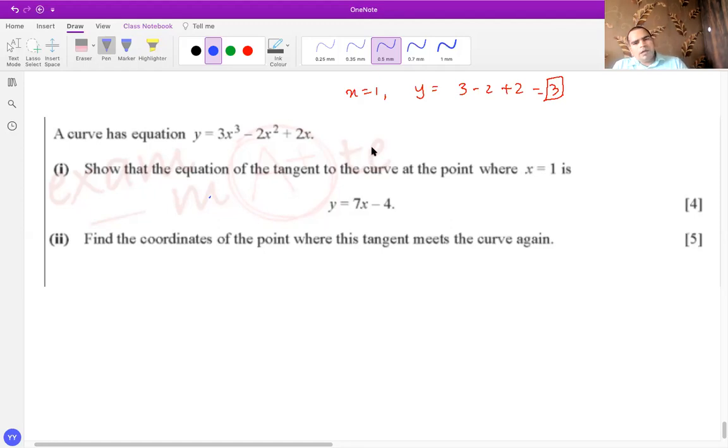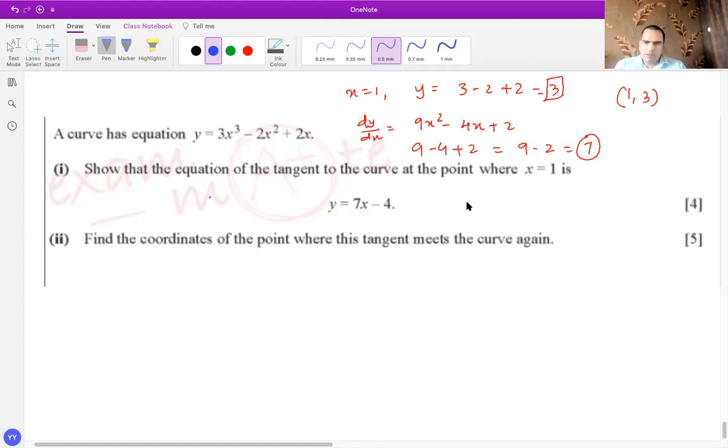Now, our next step is to find out the slope. So once again, we do the derivative. So dy by dx is going to be 9x squared minus 4x plus 2. And now here you plug x as 1. So you get 9 minus 4 plus 2, which is 9 minus 2, which is 7. So the slope of the tangent is 7, and it passes through 1 comma 3.